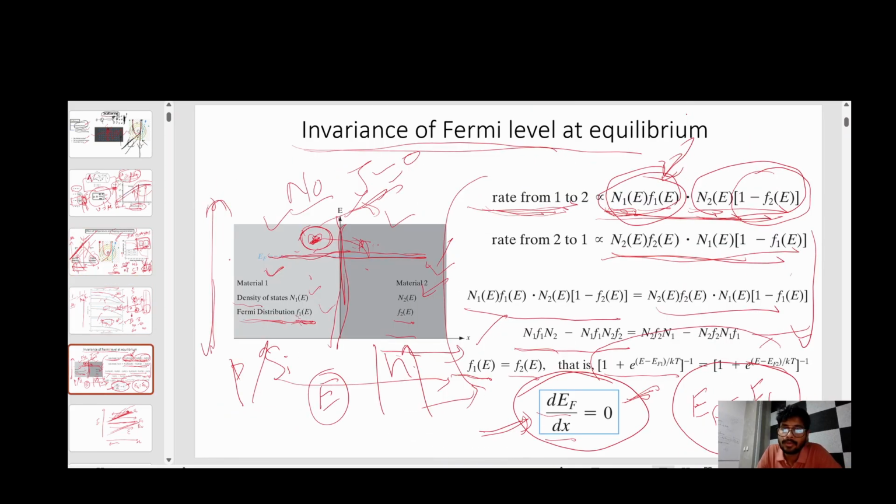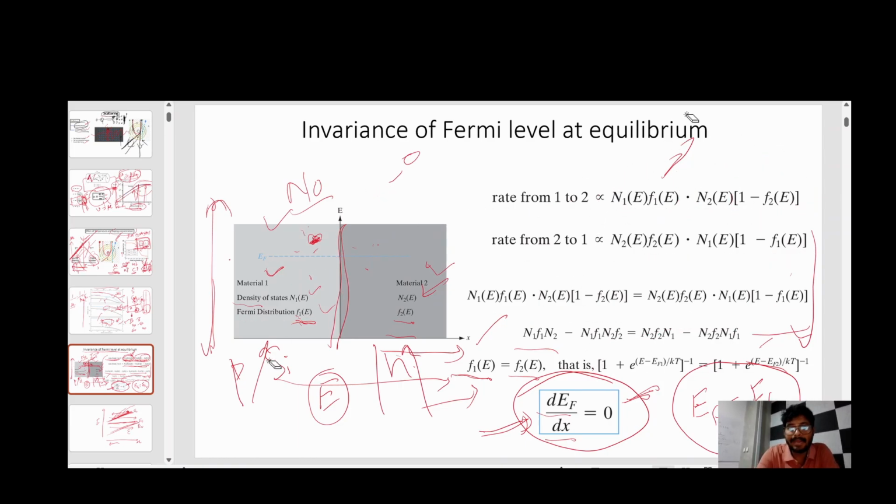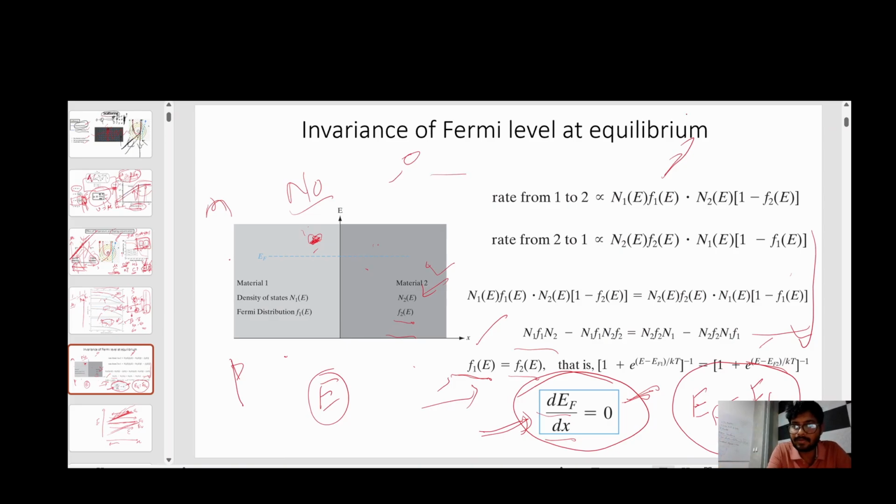This is not required that much, but the takeaway from this slide is that at equilibrium, whatever happens, the Fermi level is always constant. So when you join two materials, material one and material two, and it attains equilibrium after some time, the Fermi level will be constant.